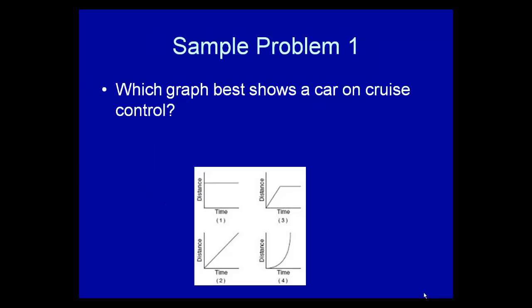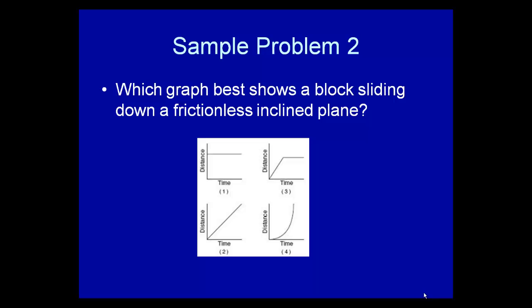Okay, let's look at a sample. Which graph best shows a car on cruise control? Now, if a car's on cruise control, we know the acceleration is equal to 0. Now, this is a distance time graph. First of all, look at case 1. Case 1 is not moving, so that's not right. Case 2 is moving for a little while, then it stops. You're not going to stop when you're on cruise control. So we're down to either case 2 or case 4. In case 2, our distance is changing by the same amount all the time. That's cruise control. 4 would be an object that's accelerating.